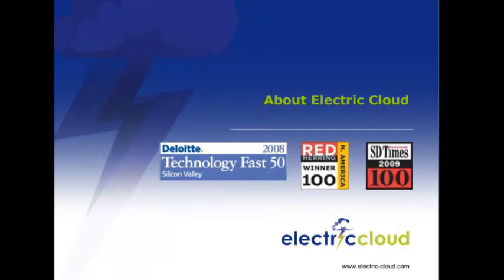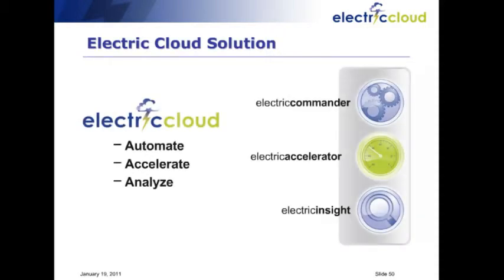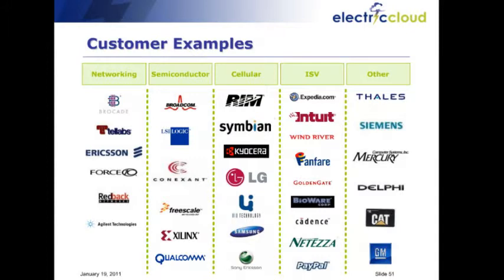Okay, I just want to give a couple more slides about us and our products. Again, very briefly, I mentioned that the Electric Cloud solution consists of Commander and Accelerator. Accelerator makes the build fast by distributing it to a cluster of machines, and Commander manages the entire software development process and can map to your private dev cloud.